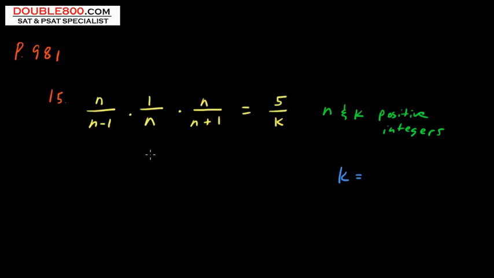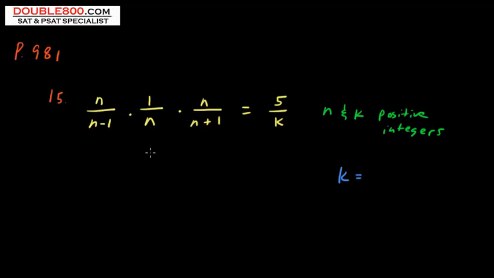In this lesson, we'll review a math question from the problem solving section. We're on page 981, question 15 out of 16, so we know it's a difficult problem. Here we have this equation, and we've got two variables here, n and k. We're told that they are both positive whole numbers, and we want to solve for k.